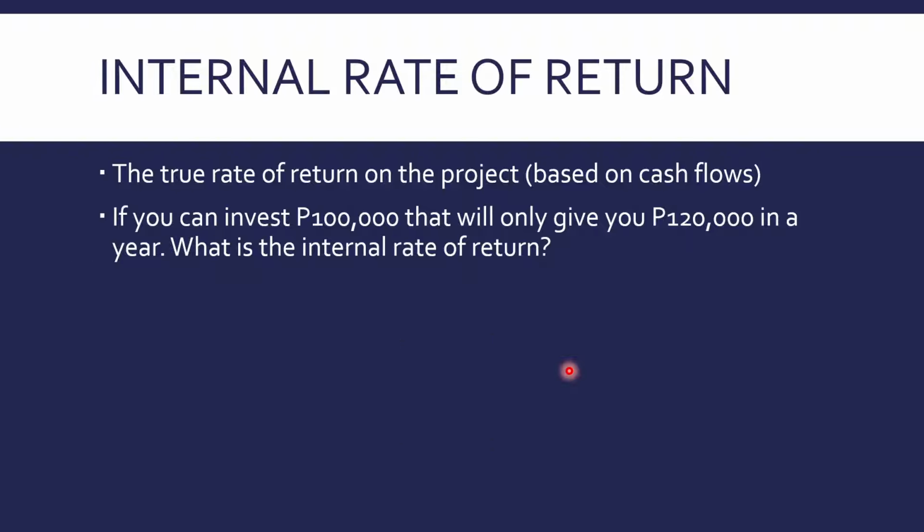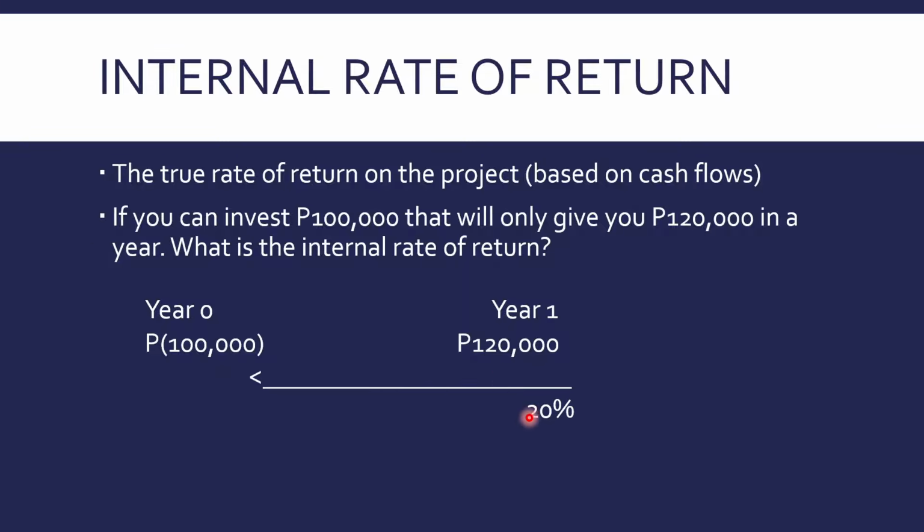So pansinin nyo ha, year 0, mag-i-invest ka ng 100K. Year 1, 120K. Again, we have calculated the IRR to be 20%. I want you to notice this. If you use the IRR as a basis in arriving at the NPV, use the IRR as a discount rate, the PV factor would be 1.2, divide. Press the equal sign only once. You have 0.833333. Multiply it by the 120,000 cash flow. You would end up with a value equal to the investment. In short, the net present value will be 0.